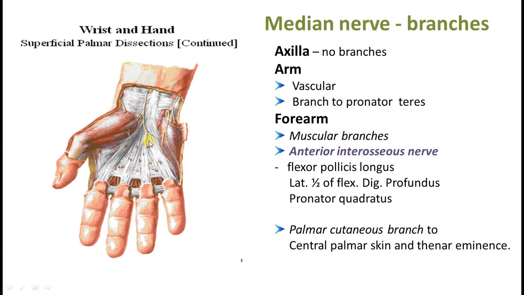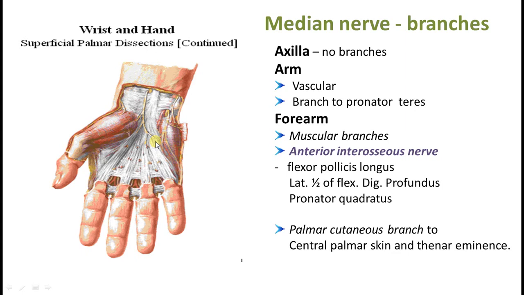The palmar cutaneous branch of the median nerve is given off before the median nerve enters deep to the flexor retinaculum. So it passes above the flexor retinaculum. Do you remember the structures passing superficial to the flexor retinaculum? Palmaris longus tendon, palmar cutaneous branch of median nerve, ulnar artery, ulnar nerve, tendon of flexor carpi ulnaris. These are all the structures passing superficial to the flexor retinaculum.